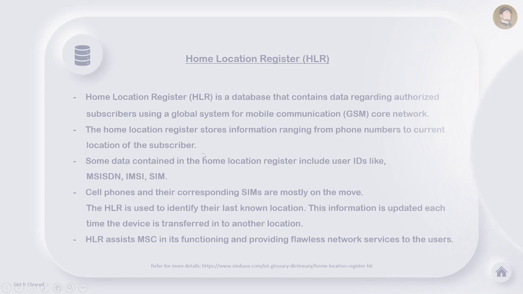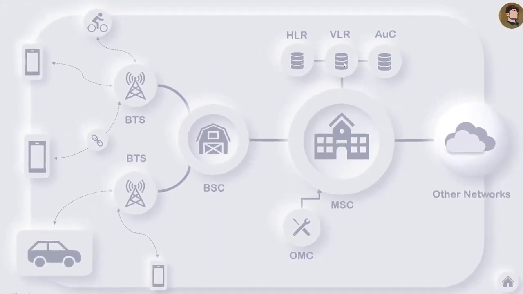Now don't worry about security and all these things, because these systems are very hard to hack, and the security is of a very high level, right? Some data content in HLR includes IDs like MSISDN, IMSI and SIM. Cell phones and their corresponding SIMs are mostly on the move, therefore HLR is used to identify their last known location. This information is updated each time the device is transferred into another location. HLR assists MSC in its functioning and in providing flawless network service to the user. Now let's see about the VLR.